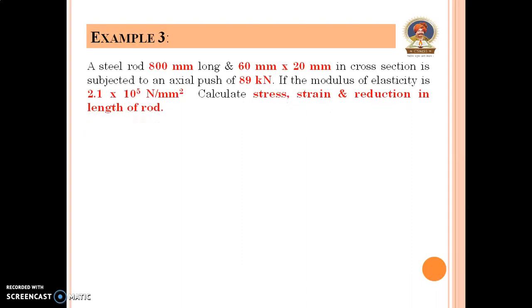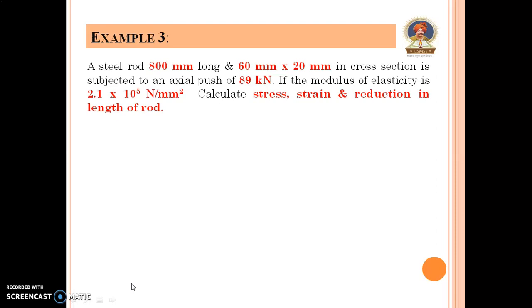Example third. A steel rod 800 mm long and 60 by 20 mm in cross section is subjected to an axial push of 89 kN. If the modulus of elasticity is 2.1 into 10 raised to 5 Newton per mm square, calculate stress, strain and reduction in length of rod.